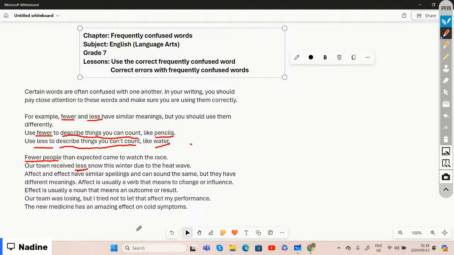All right. Then we have another example: affect and effect. Of course, if we say the word faster, it's going to seem as if these two words are the same. Affect and effect.